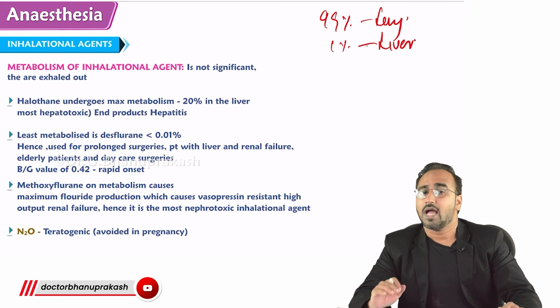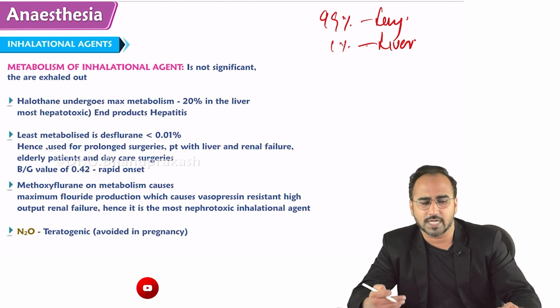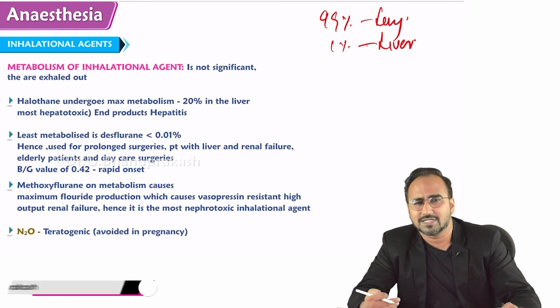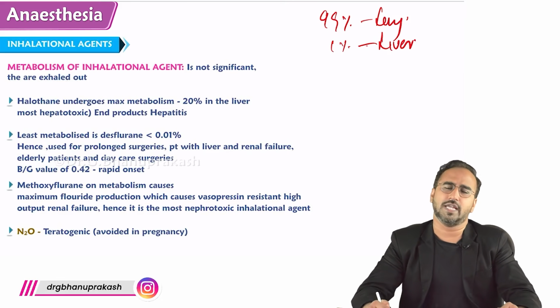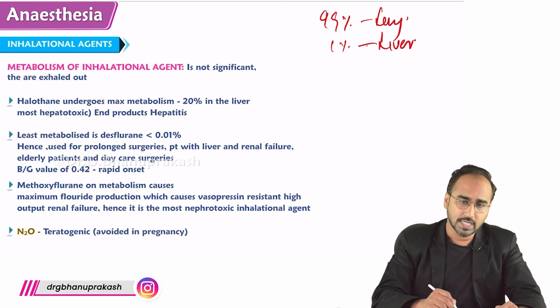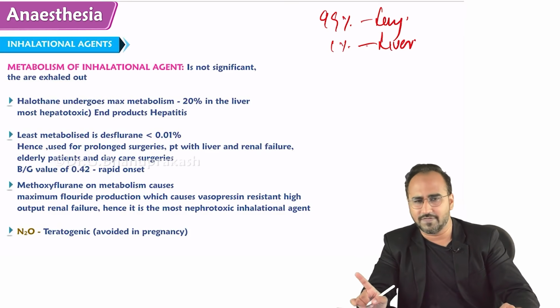You can't give. Why? If you give halothane repeatedly to the patient, what will happen, guys? Halothane will damage the liver cells leading to hepatitis. That is called halothane-induced hepatitis. So remember, halothane is the most metabolized inhalational agent in the liver.